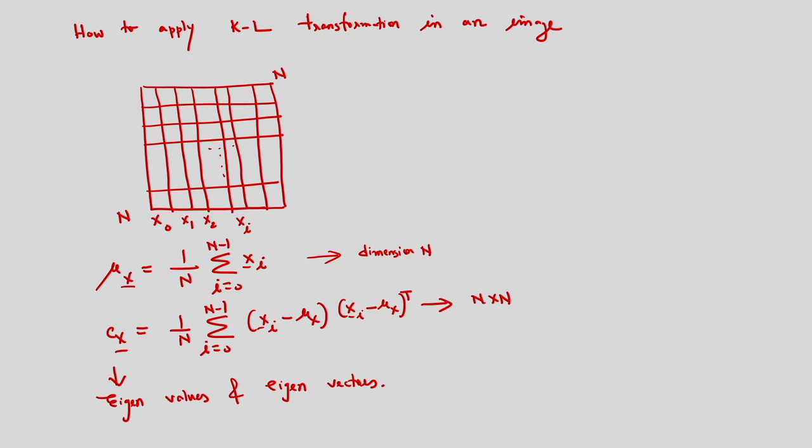So after determining the eigenvalues and the eigenvectors, that means we are determining lambda i, the eigenvalues, corresponding to i is equal to 0, 1 up to n minus 1. So n number of eigenvalues and n number of eigenvectors. After determining these, we can determine the transformation matrix. So let us move to the next slide, how to determine the transformation matrix.